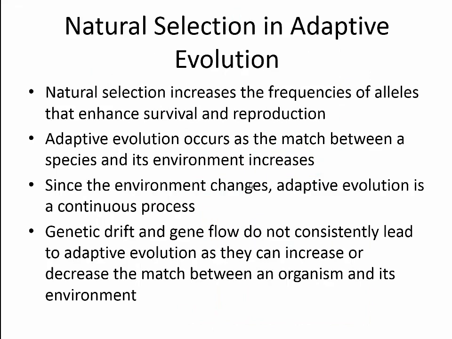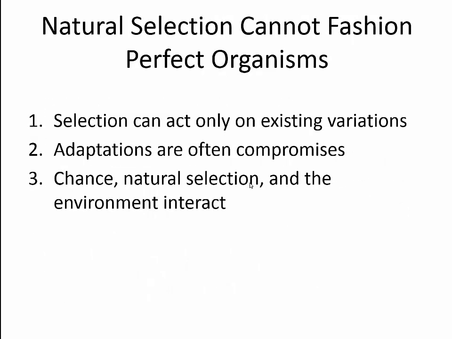Natural selection increases the frequencies of alleles that enhance survival and reproduction. Adaptive evolution occurs as the match between a species and its environment increases. Since the environment changes, adaptive evolution is a continuous process. Genetic drift and gene flow do not consistently lead to adaptive evolution, as they can increase or decrease the match between an organism and its environment, as we just saw in the previous pictures with the mouse. Natural selection cannot, however, fashion perfect organisms, because selection can only act on existing variations, and adaptations are often compromises, and chance, natural selection, and the environment all interact together.